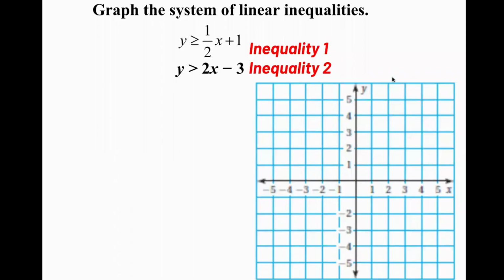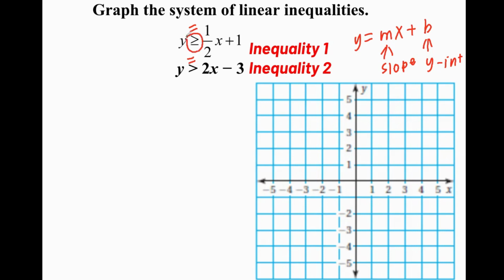Here is another example for us to try. We have the inequality y ≥ 1/2 x + 1, and our other inequality is y > 2x - 3. In this case, if we visualize the inequality symbols as equal signs so that they are linear equations, they are actually set in slope-intercept form, where b is our y-intercept and m is our slope. So we can go ahead and graph both of our equations using the y-intercept and slope method.